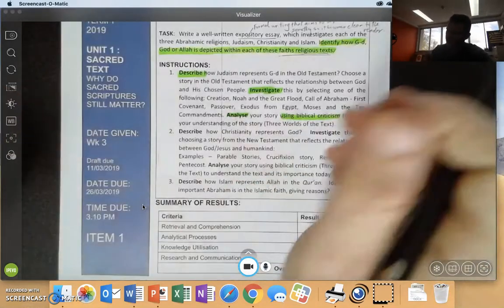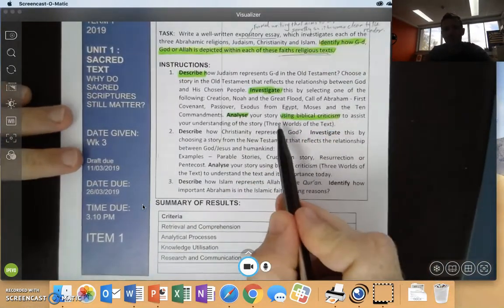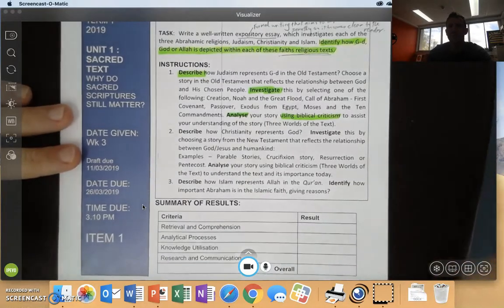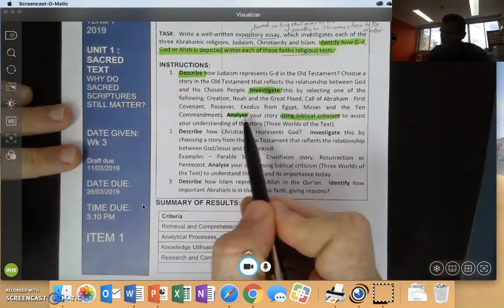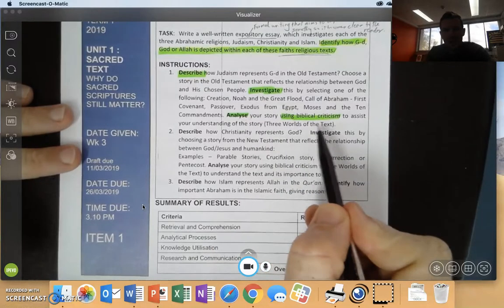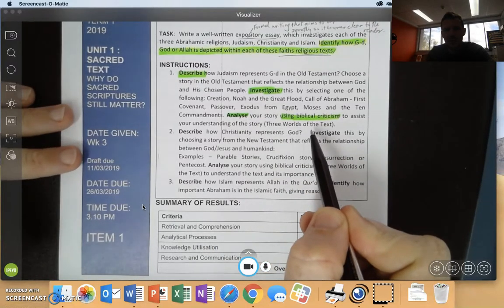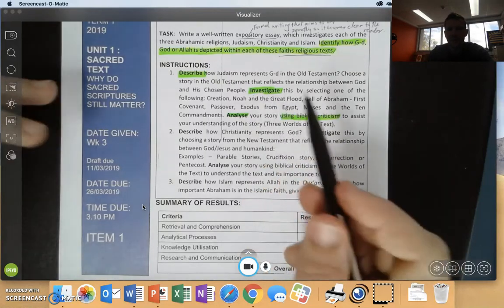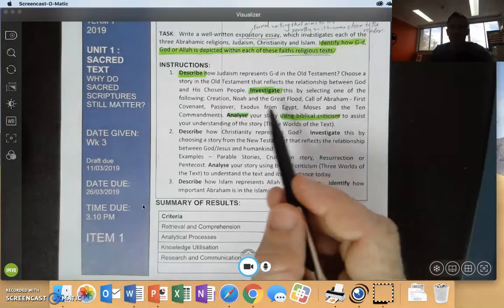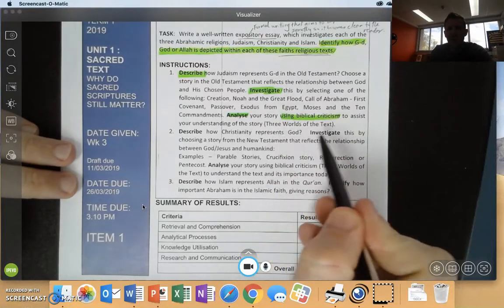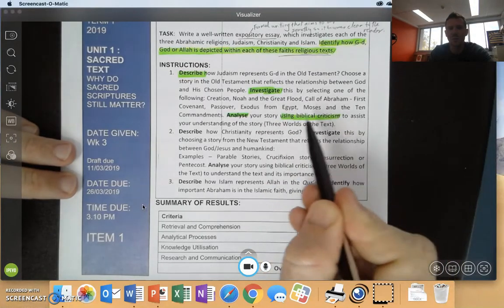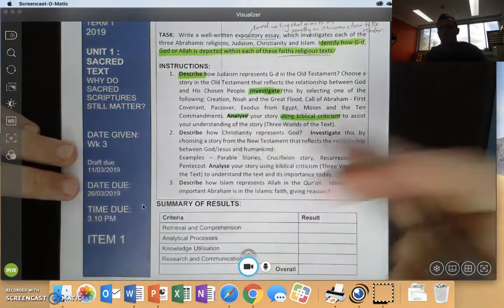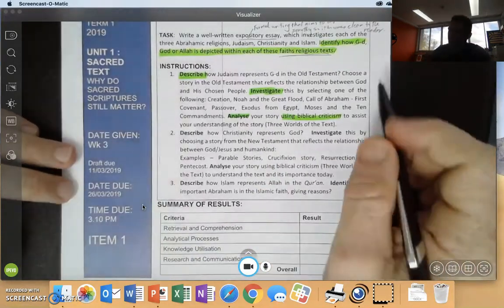Okay, to assist your understanding of the story. So now we've talked about the three worlds of the text. What are the three worlds of the text? Okay, so you need to talk about that in your analysis. You need to be seen to be using this. So it's not just simply a matter of going, oh, Noah and the great flood is symbolic because of this. Well, be explicit in your use of the three worlds of the text. Okay, so in front of the text, in the text, and beyond the text. Okay, so that's the first one.